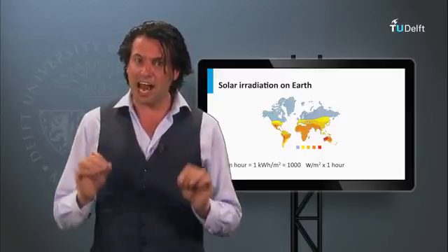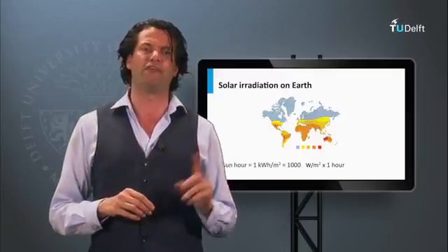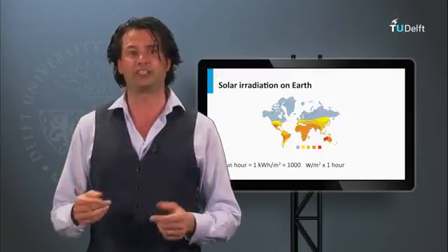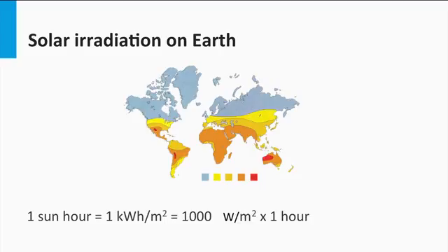The average annual solar irradiance on Earth varies depending on the location, as you can see in this figure. A useful tool in expressing the local solar irradiance is sun hours. 1 sun hour equals the energy of 1 kilowatt hour per square meter. Or in other words, an Earth surface that is exposed for 1 hour to standard test conditions irradiance of 1000 watts per square meter.